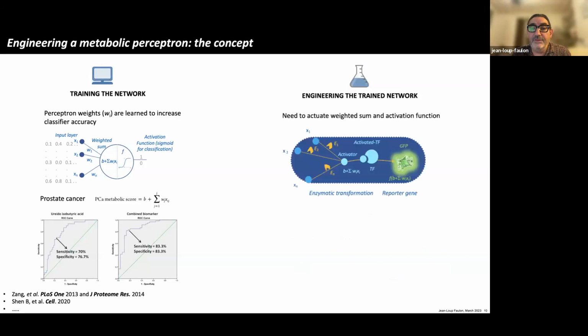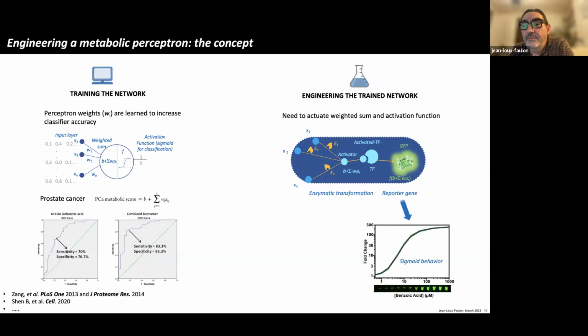But in order to do this, you're going to need to use what I just mentioned about these sensing-enabling metabolic pathways. You have to be able to transform your biomarkers through enzymatic transformation into an effector, an activator of a transcription factor. And once it's activated, you need to produce, let's say, a fluorescent protein. But it needs to behave like a perceptron, that is, making a weighted sum and having a sigmoid response for the expression of the fluorescent protein.